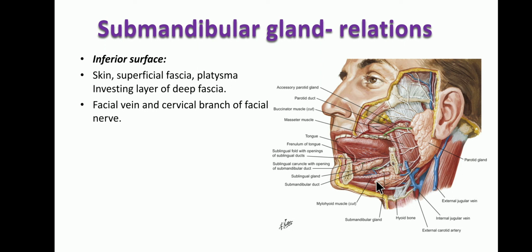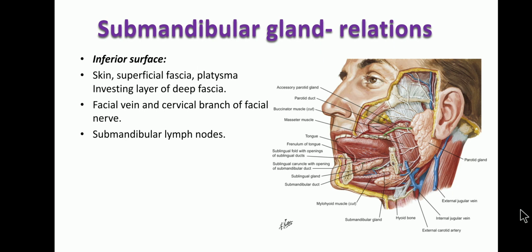So the relations of the inferior surface will be skin, superficial fascia, platysma muscle, facial vein, cervical branch of facial nerve, and then the investing layer of deep cervical fascia. One more structure you see on this surface is the submandibular lymph nodes.